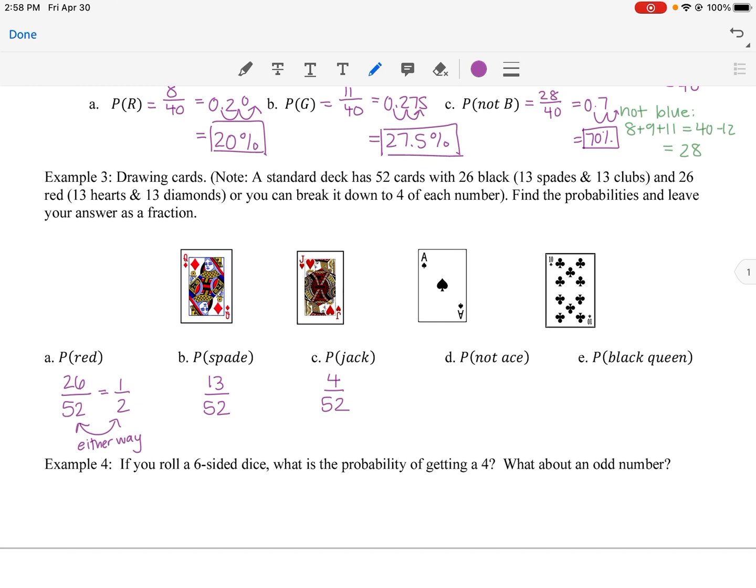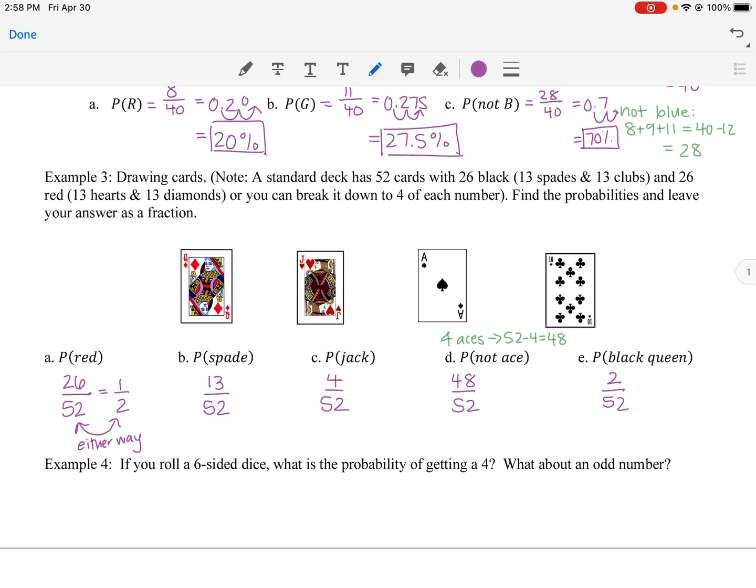If we're talking about anything that's not an ace, there are 4 aces. So anything that's not an ace is any of those other cards that aren't those 4. So you've got 48 other cards that are not an ace. So 48 out of 52. And last but not least, if you have a black queen, there are 4 queens, but only 1 of each suit. So there are 2 black queens out of the 52.